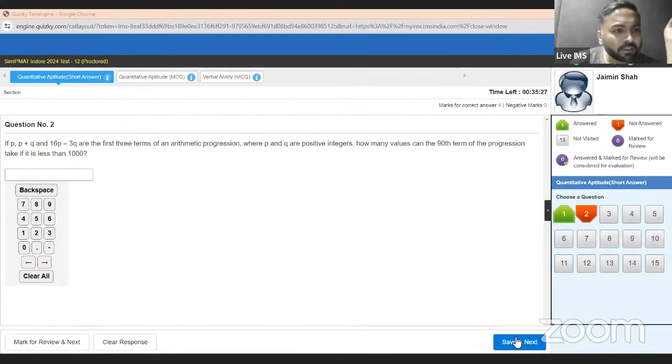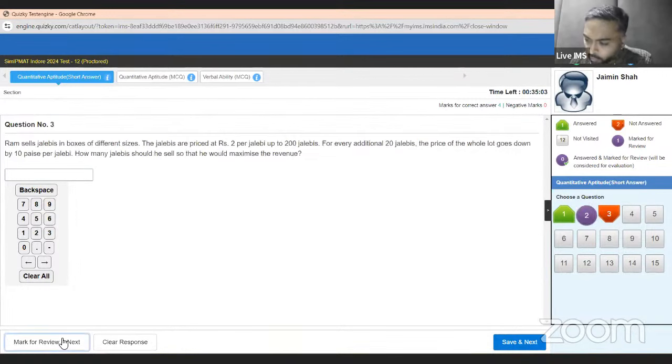The next question: p plus q, 16p minus 3q are the first three terms of an arithmetic progression where p and q are positive integers. How many values can the 90th term of the progression take if it is less than 1000? Let me mark this question for review and move ahead.